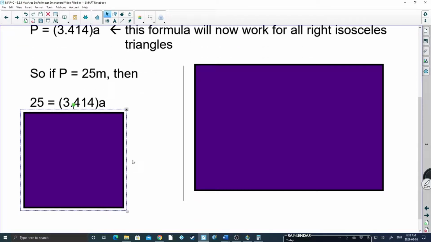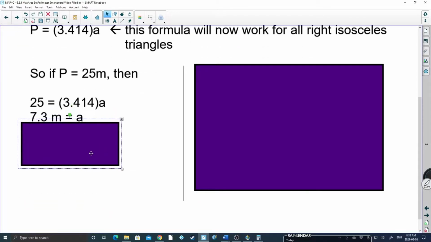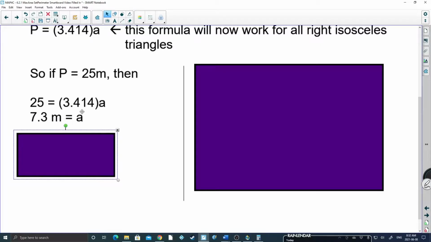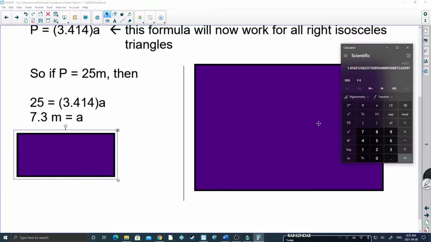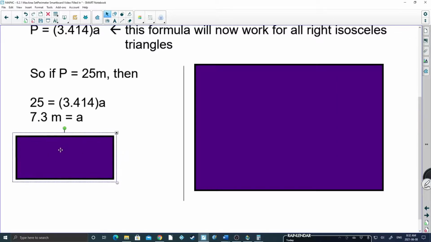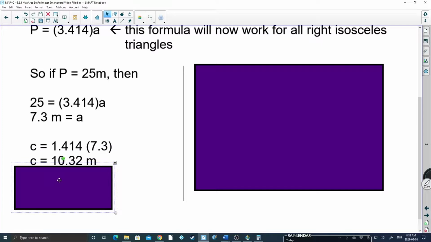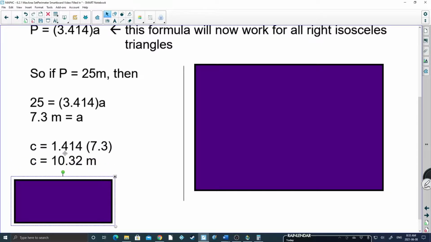And the side length is going to be calculated like this. So we have 25 is equal to 3.414a. I have to divide 25 by 3.414. And that gives 7.32. So I just rounded it off to 7.3. That gives a hypotenuse length of 1.414 times 7.3, which is 10.32. So I now know everything I need to know about that triangle.